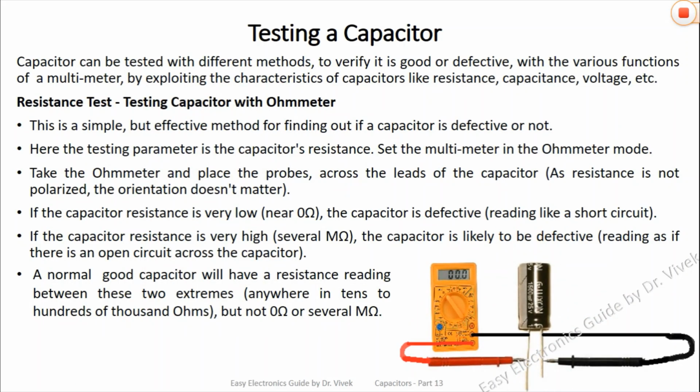Capacitors can be tested with different methods like resistance test, capacitance value test, or voltage test. In resistance test, the testing parameter is the capacitor's resistance. Take the ohmmeter and place the probes across the leads of the capacitor. If the resistance is very low or very high, the capacitor is likely to be defective. A normal good capacitor will have a resistance reading between these two extremes.